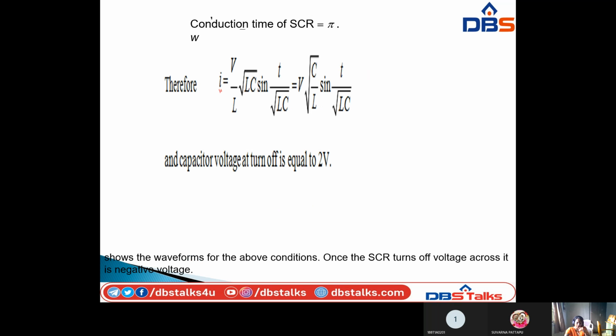So the conduction time of the SCR will be pi. Therefore I equals V by L root LC sin of t by root LC, that means V into root of C by L sin of t by root LC. And the capacitor voltage at turn off will be equal to 2V. So in the waveform of the above condition, once the SCR is turned off, the voltage across it will be negative.